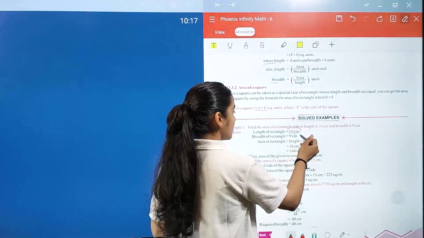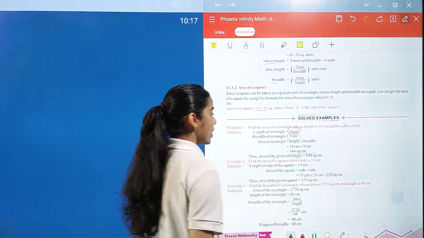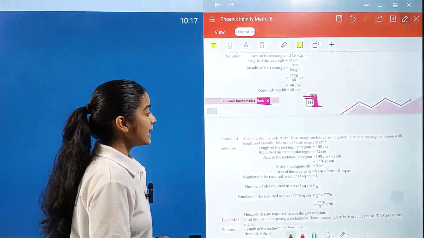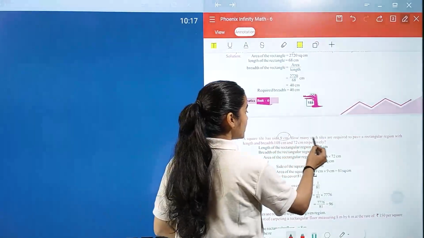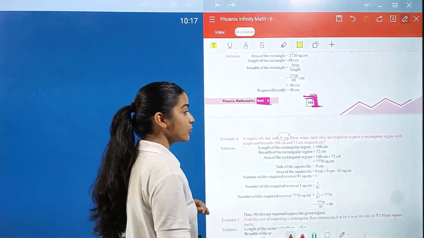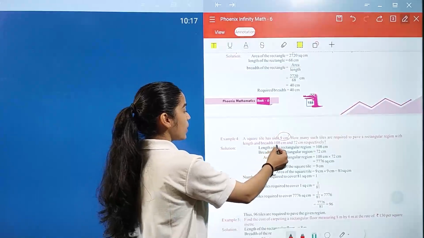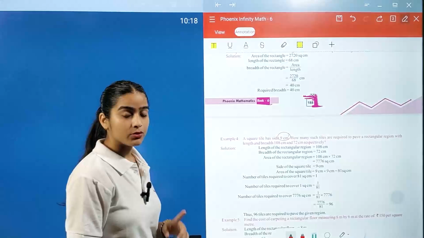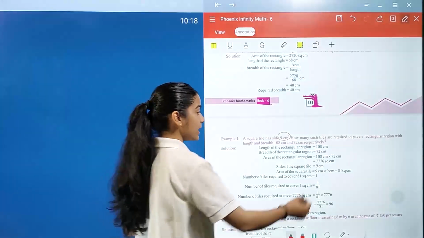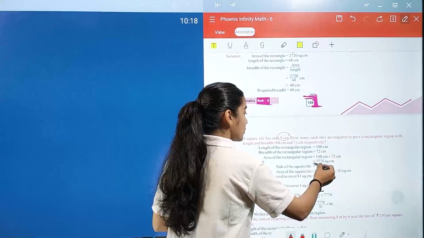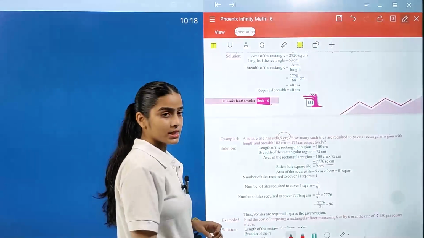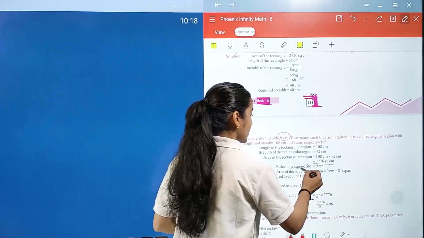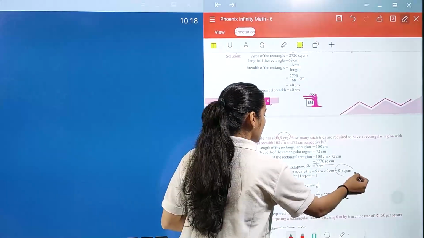So 16 multiplied by 9 is equal to 144 square centimeter. Now a square tile has side 9 centimeter. How many such tiles are required to pave a rectangular region with length and breadth of 108 centimeter and 72 centimeter respectively? First of all, you have to find the area of the rectangle by multiplying 108 and 72. You will get 7776 centimeter square. After this, you have to calculate the area of the square, which is 9 multiplied by 9, 81 square centimeter.